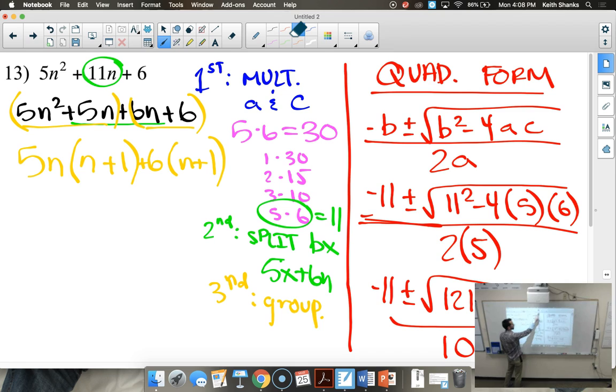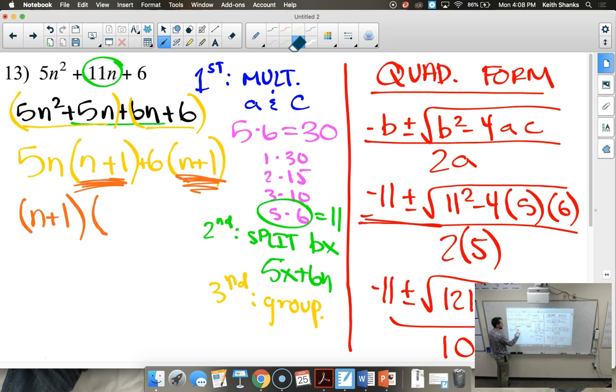And what you're looking for is what we found on this step, that this guy here and this guy here are the same. What that does for me is this. I have n plus 1 times 5n plus 6. Okay. If you distribute this, you're going to get something that looks like this. If you distribute that, you're going to get something that looks like this or this.